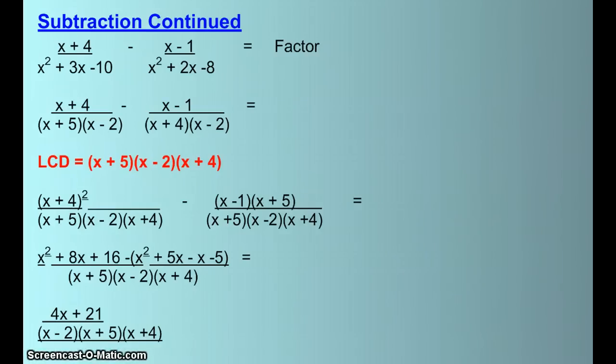Here's another subtraction problem. This one's a little bit harder. x plus 4 over x squared plus 3x minus 10, minus x minus 1, all over x squared plus 2x minus 8. You need to factor both denominators.